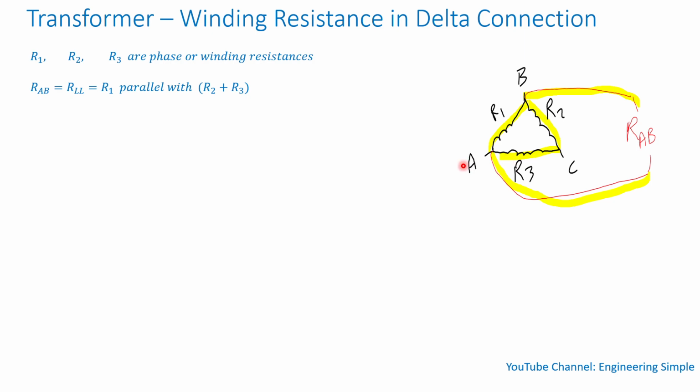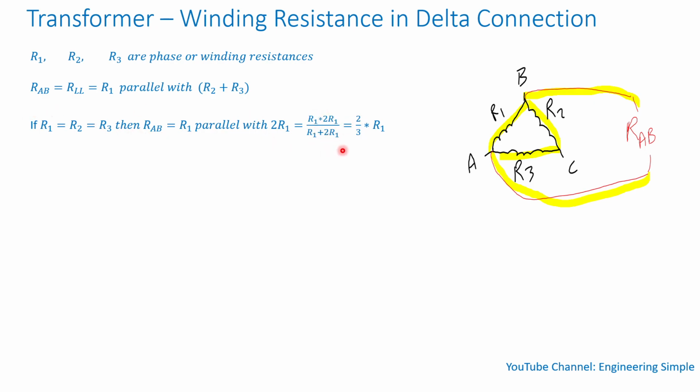R2 and R3. And if R1 is equal to R2 and equal to R3, which is the case for transformers, the windings are equal, then the line-to-line resistance is just R1 in parallel with 2 R1, so R2, R3, if they're equal, it's just 2 times R1. And I can do the trick for 2 resistances in parallel. So 2 resistances in parallel is just the multiplication of the 2 resistances divided by the sum.